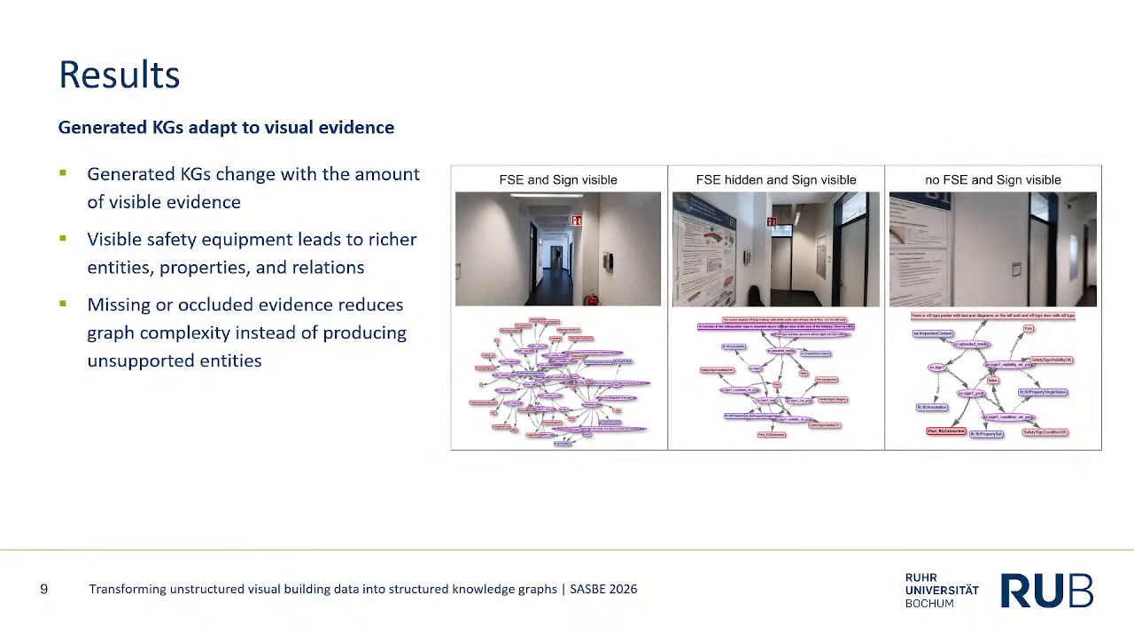And here you can also see for each scenario the knowledge graphs, and it's, I guess, very striking that the knowledge graphs change with the amount of visible evidence. So here you have all information in this image, so we are able to see the extinguisher and also the sign. So that also means that the knowledge graph contains more information than we have here on the right.